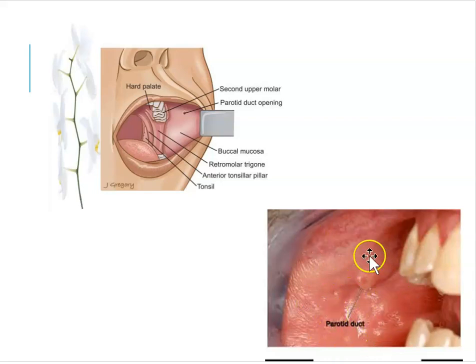I've had many students look in and come ask me, what is that? Why does that look so different or unique? And it's actually the parotid duct that you're looking at.